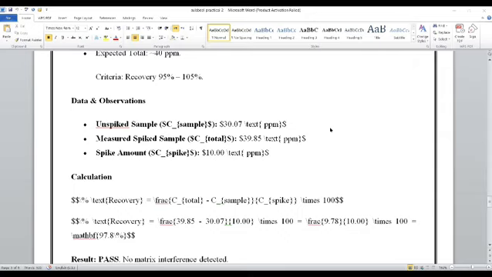Summary of validation results. Parameter, result. Linearity: pass. Precision: pass. Accuracy: pass. LOD/LOQ: pass.